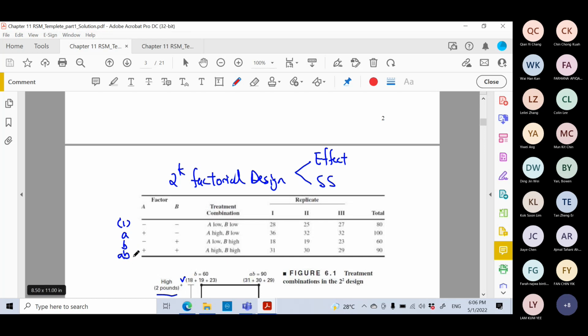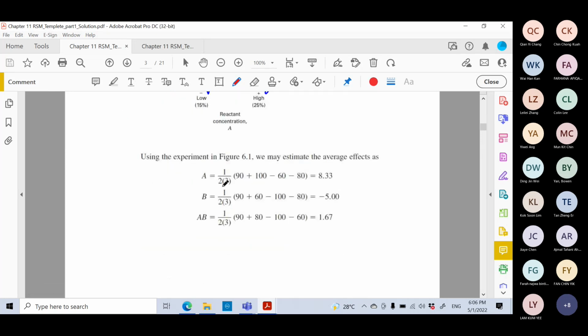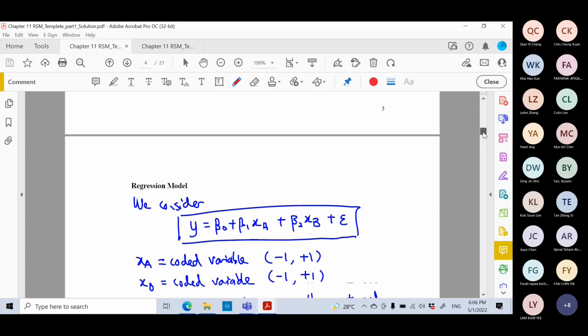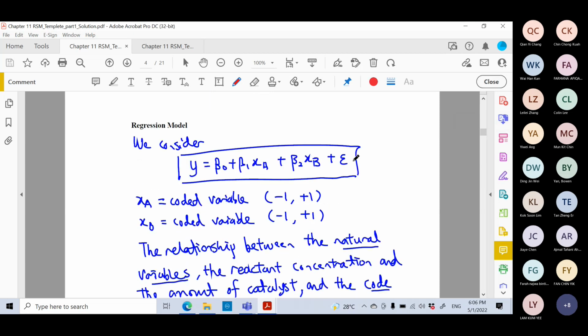Besides that, we can also use the effects to form the regression model. If our regression model involves the main factor A and the main factor B, as well as the interaction, then we can use the effects to calculate it. Of course, you can use the equations in chapter number 10 for regression modeling to calculate beta naught, beta 1, and beta 2.